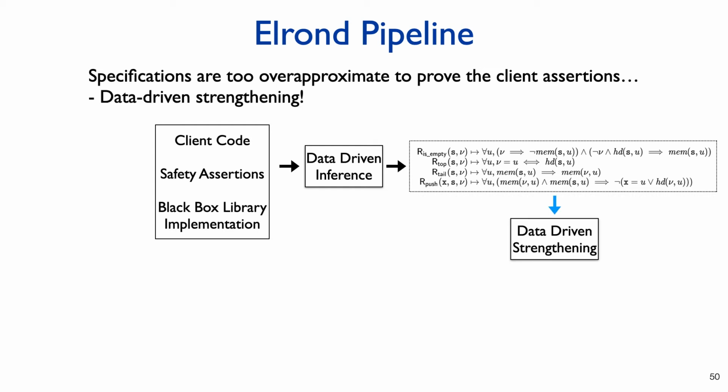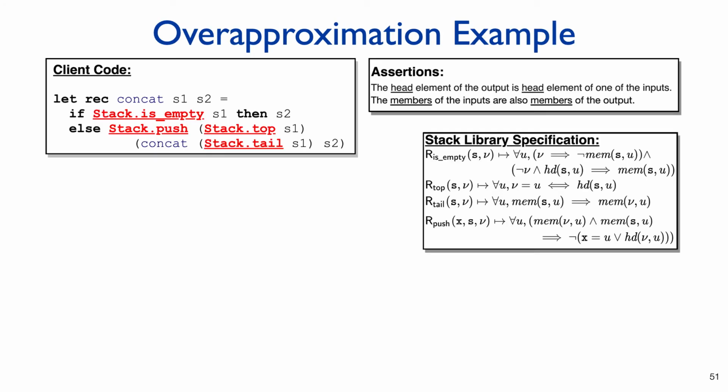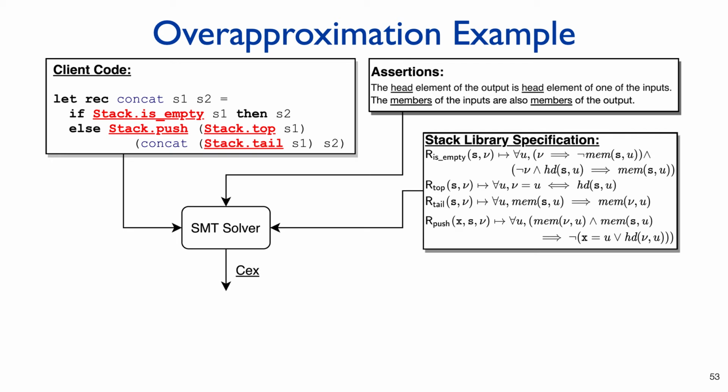So we have to use data-driven strengthening. Here is the overapproximation example. We have the client code, assertions, and specification we just learned. And we have an SMT solver. We ask the SMT solver to prove the assertion, but the SMT solver returns a counterexample.